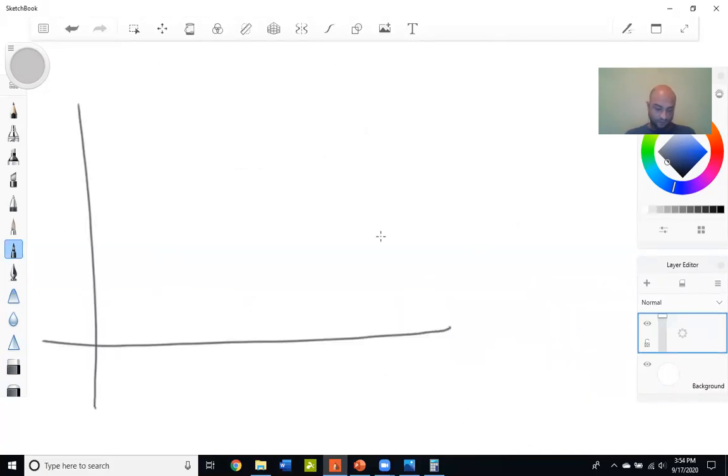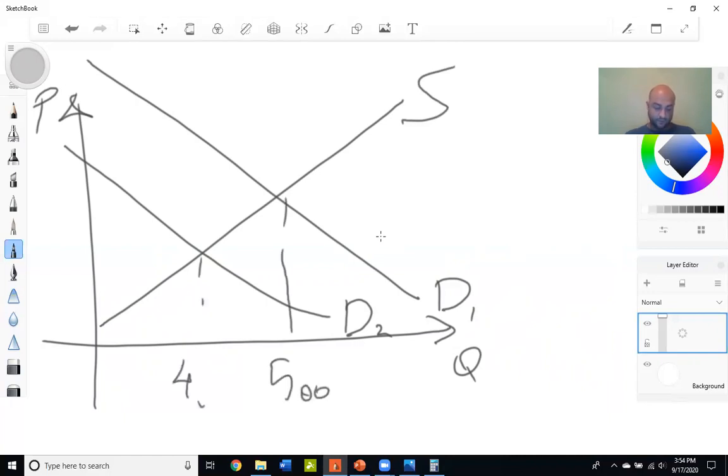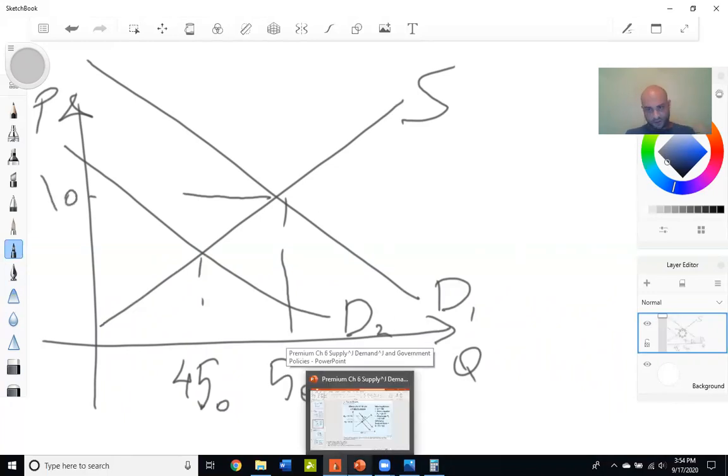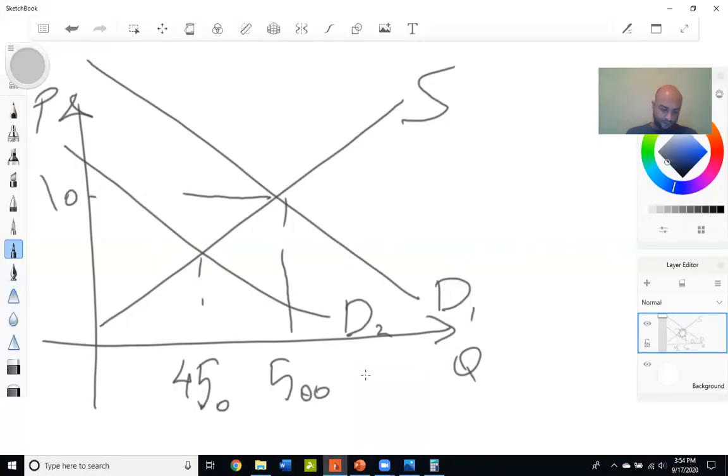Now that we have 450, old curve, new curve, demand 1, demand 2, quantity, price, and supply. This was 500. This is 450. This old price was 10. Now, when you put the number 450 in either of those two curves we just did, we'll find that the price is now 9.5.